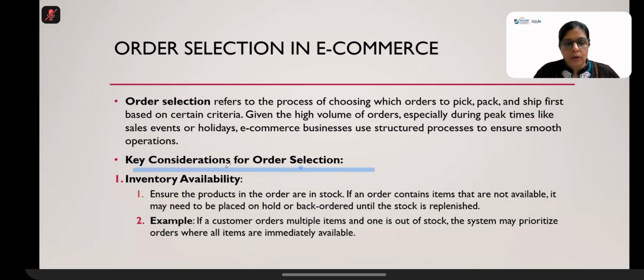So, key considerations for order selection: the inventory availability. Ensure the products in the order are in stock. So obviously you have to check the stock of the things in order to dispatch the order. Okay. So for those whose stock is not available or will take time to refill, you will have to hold that order until the stock is replenished. Okay, so one is the availability of inventory. If inventory is available, then you simultaneously pick the product, pack it, and ship it.